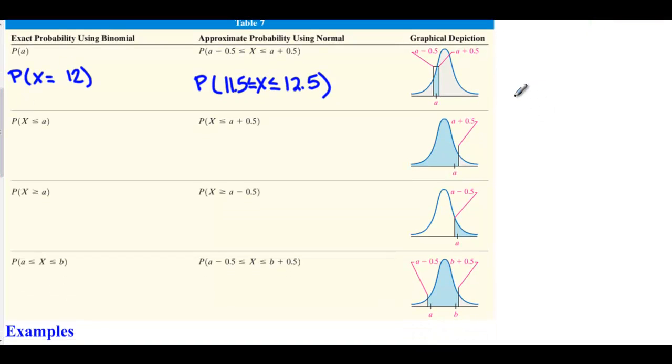So if we have the or equal, wherever our number happens to be, we're going to go half above and half below. So half above and half below, and then pretend those are straight. And then that's the area that we're actually looking for right there.